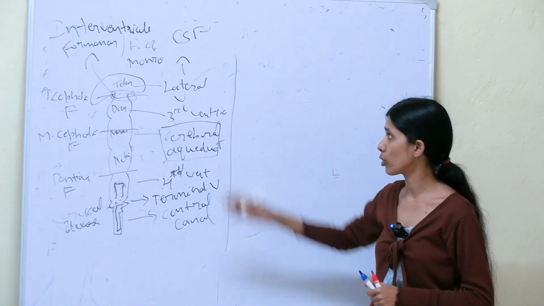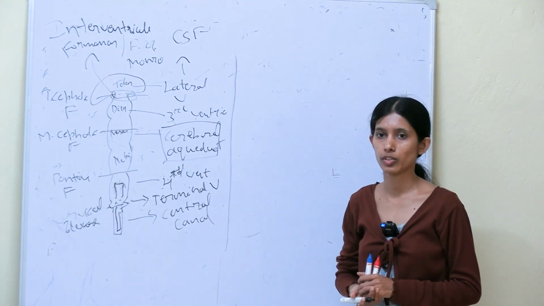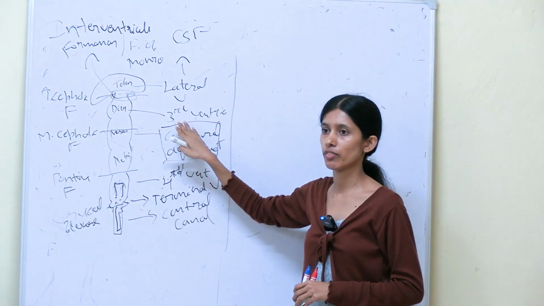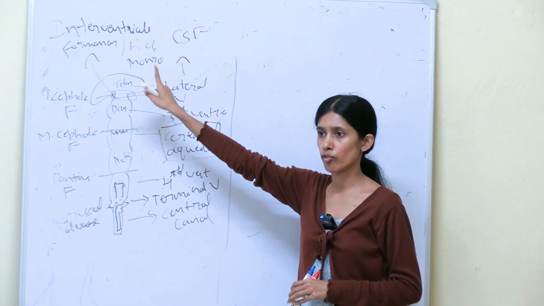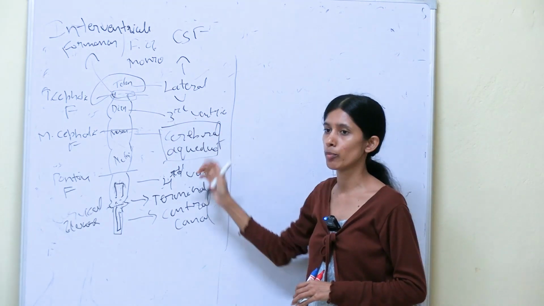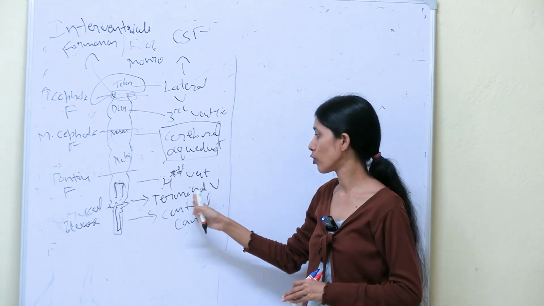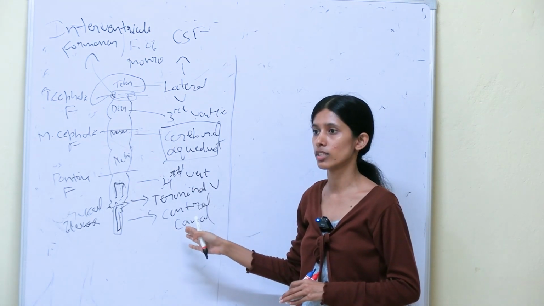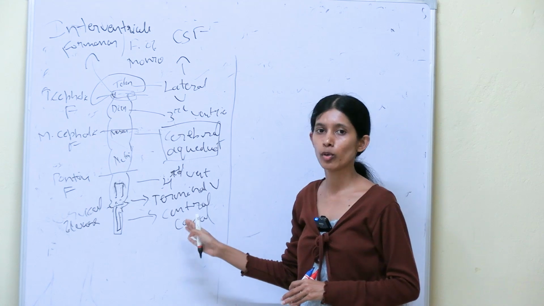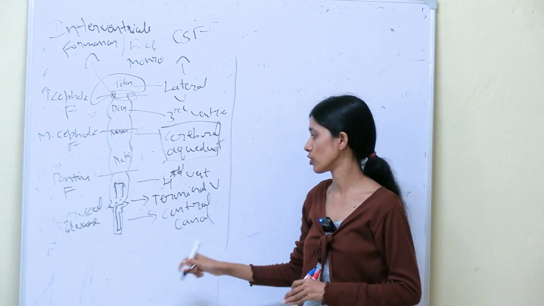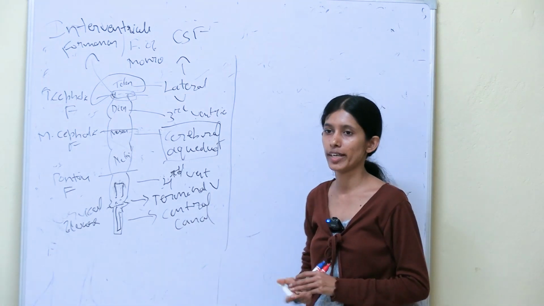So this is all about the foramen of your ventricular system. Your lateral ventricle communicates with the third ventricle through the foramen of Monro, and the third ventricle communicates with the fourth ventricle through the cerebral aqueduct. Your fourth ventricle is continuous with the central canal, so there will be no foramen. Instead of that, there will be a small dilation which is called as terminal ventricle.